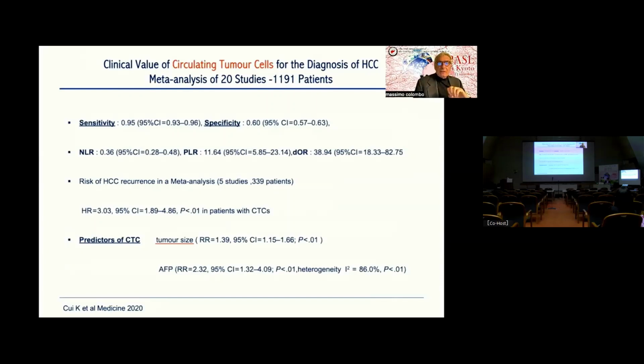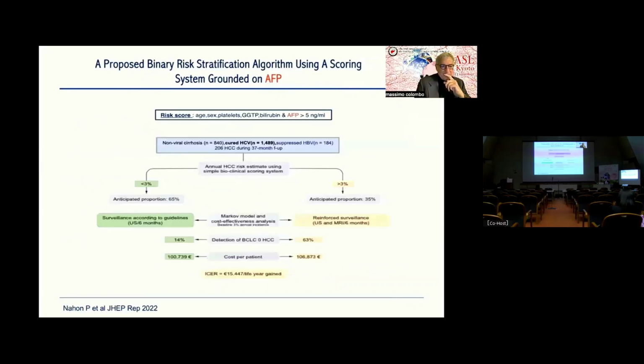Unfortunately, circulating tumor cells are of no help in this specific situation because they correlate with tumor size and the level of alpha-fetoprotein. So they are perfect for staging and for testing for recurrence, but suboptimal, I would say useless, in terms of screening for early detection of cancer.